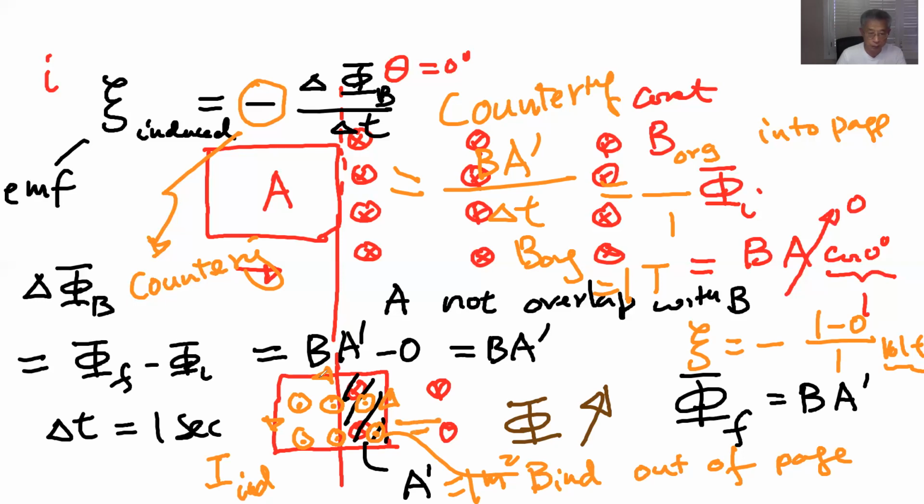So on this wire, I will have induced epsilon going, with the positive on this side and the negative on this side. And that's my induced EMF. All right, so that's all we have.